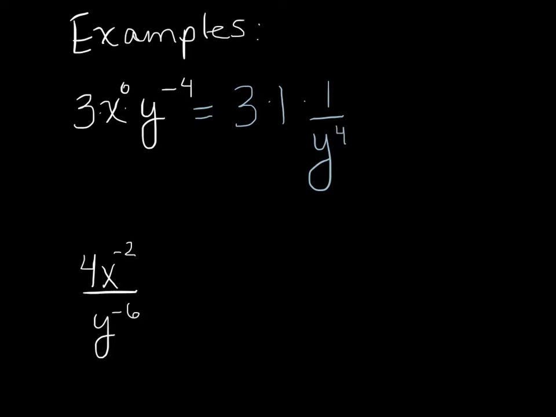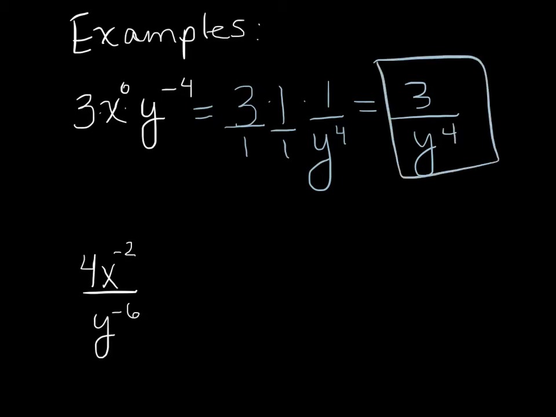So I don't know if you remember this, but you take your whole numbers, change them to fractions, and we do numerator times numerator times numerator, which is 3, over denominator times denominator times denominator, which is y to the 4th. And we're done.